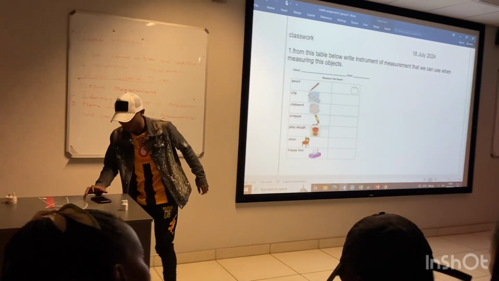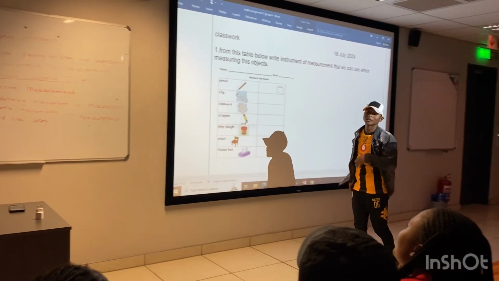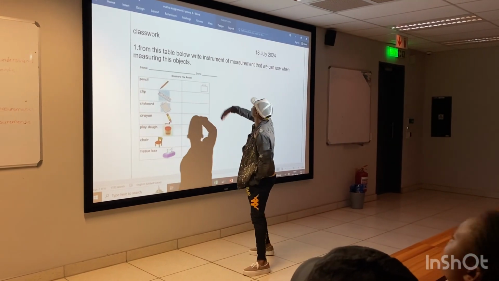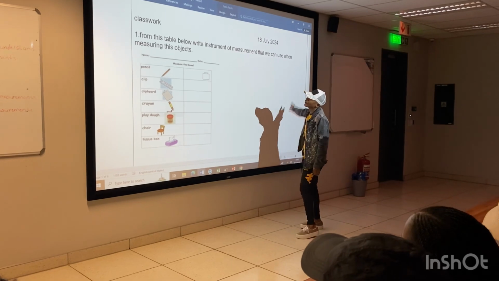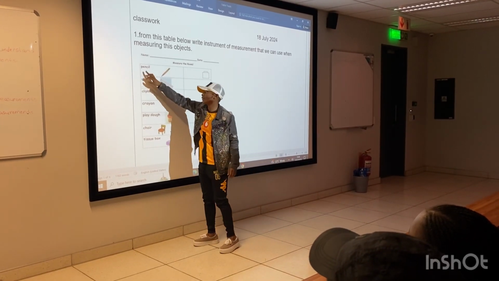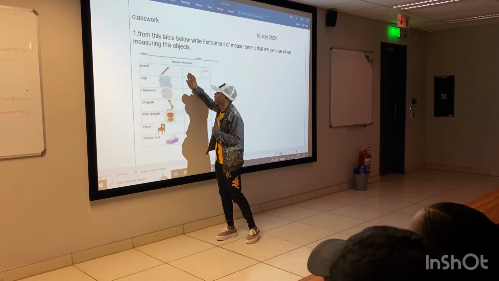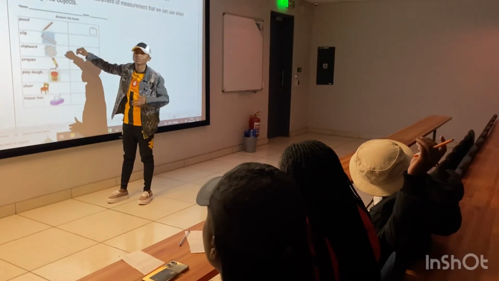Okay, she's correct, right? Let me explain our classwork activity. It says, from this table below, write the instrument of measurement that we can use when measuring this object. For example, number A is a pencil. What can we use to measure a pencil? Yes, Malama. A ruler, right?